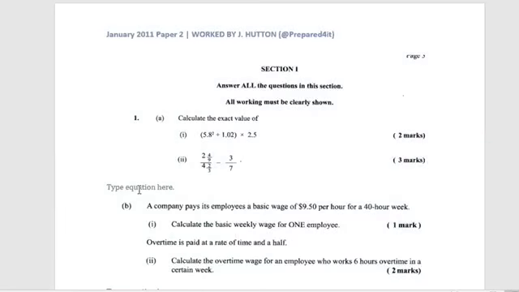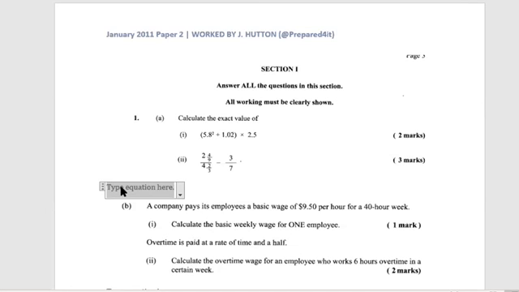Calculate the exact value of. Part 1 gives us 5.8 squared plus 1.02, multiplied by 2.5. So what we do know is that from the BODMAS theory using operations, we always work out our brackets first. So it's always brackets, then multiplication, division, addition, and subtraction.